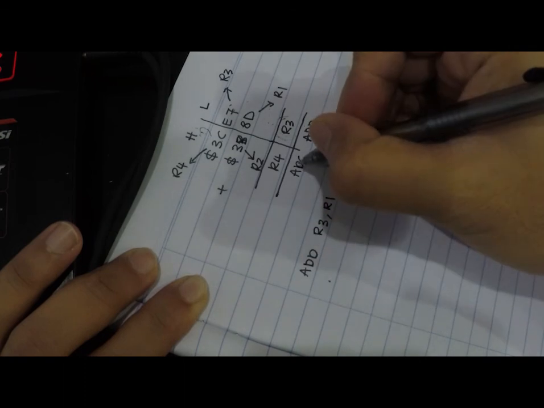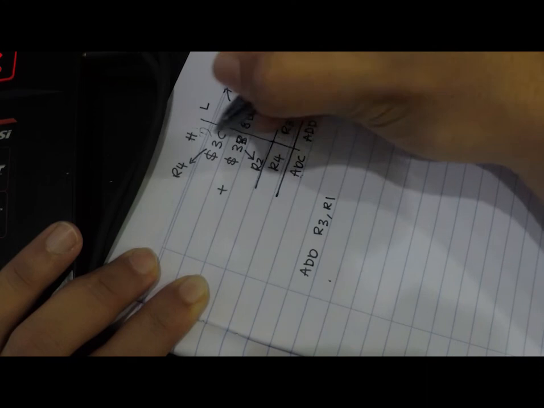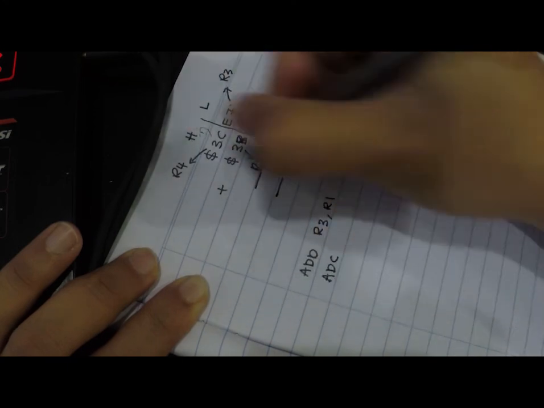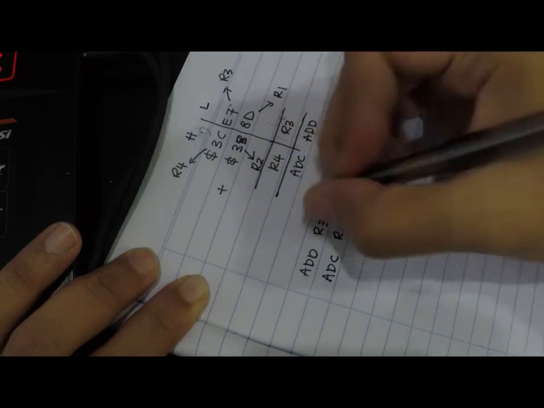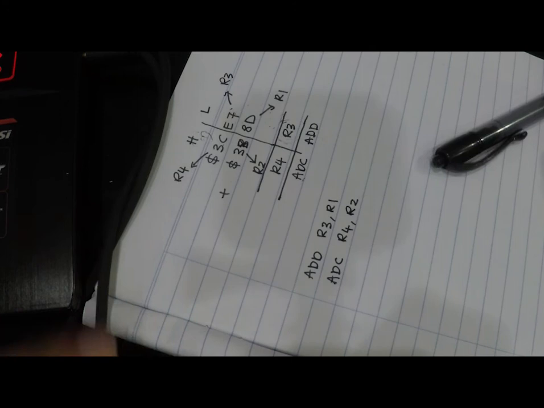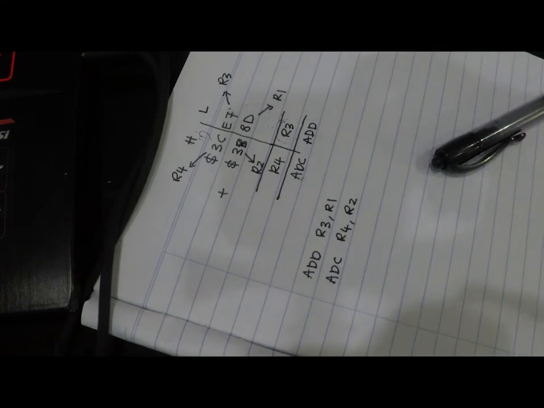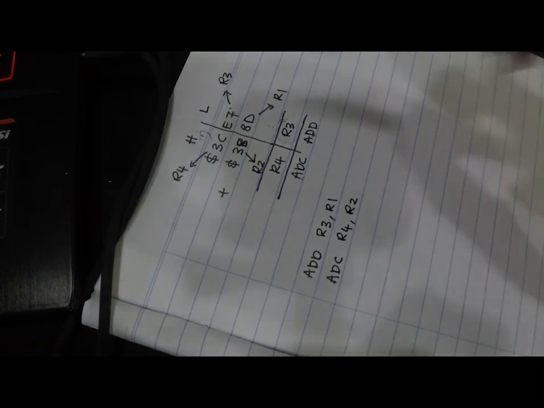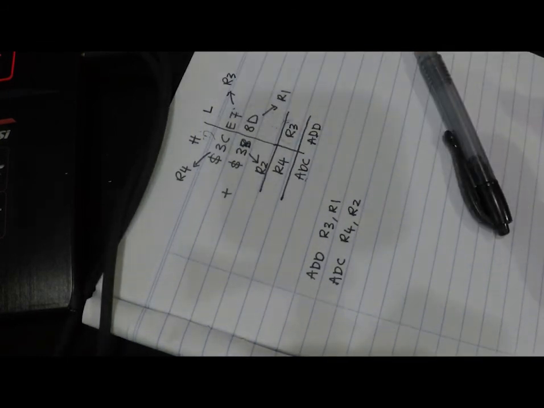The next instruction that you're going to use is ADC, with which you add the high byte. So you use ADC R4, R2. That's it. This is how we add the 16-bit number according to this example here.